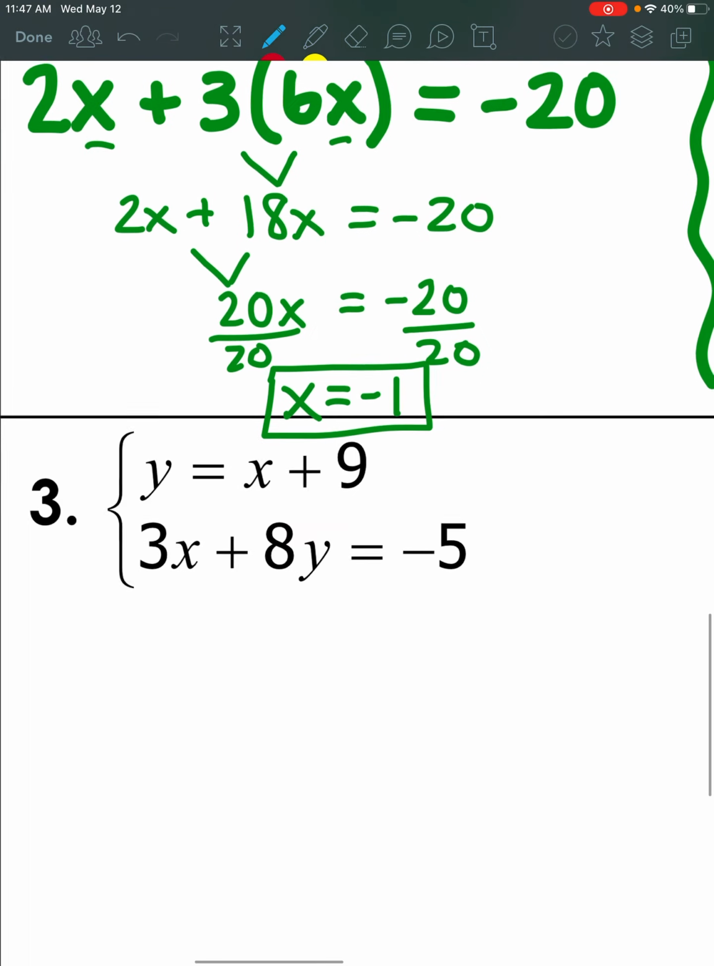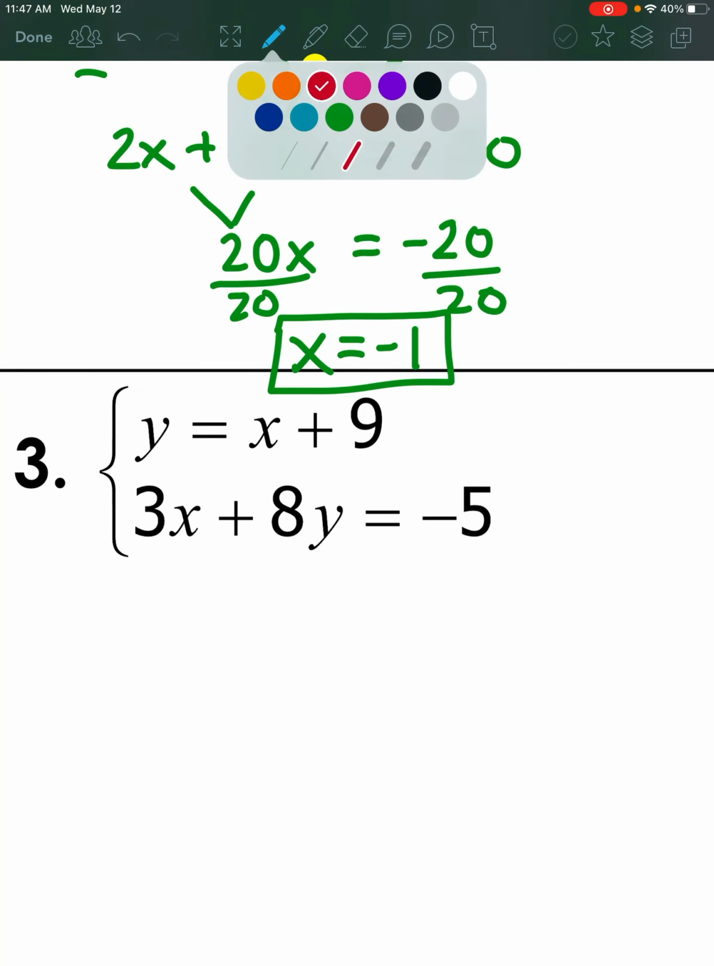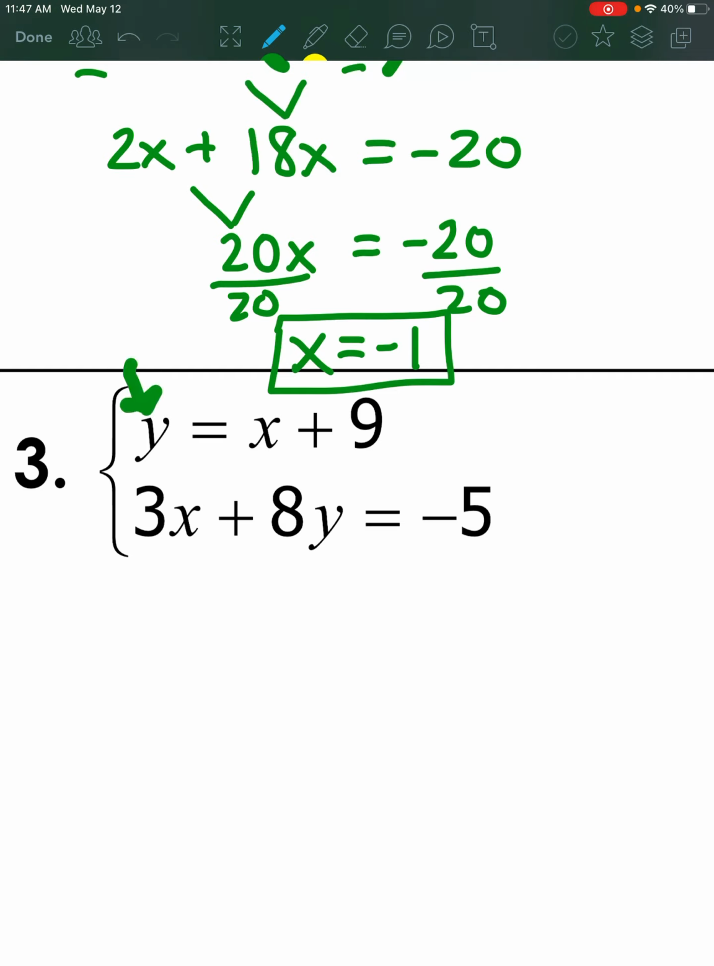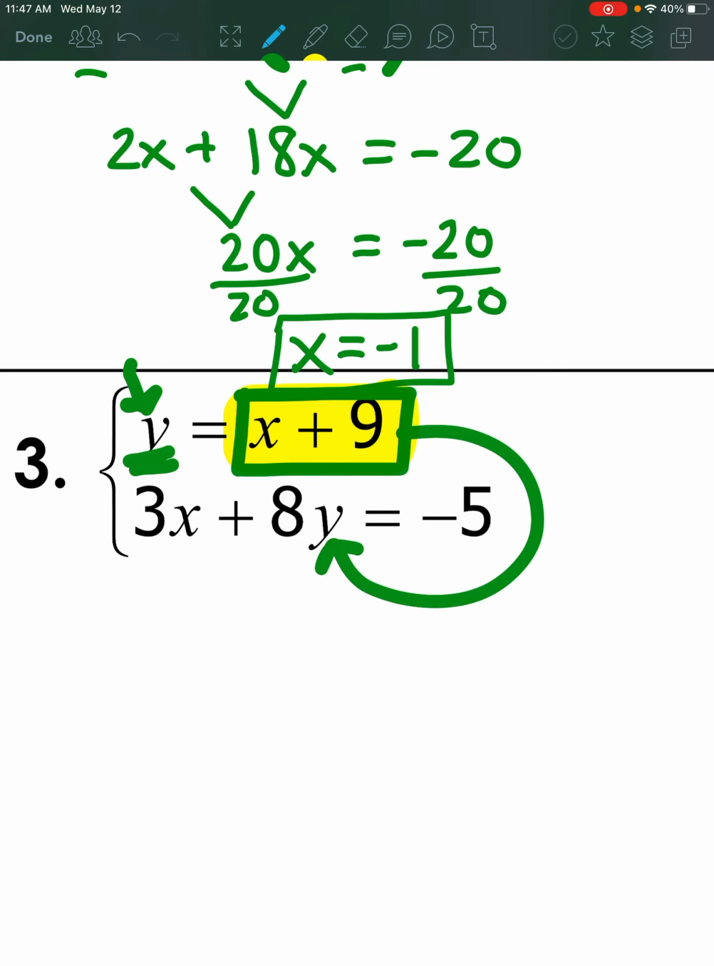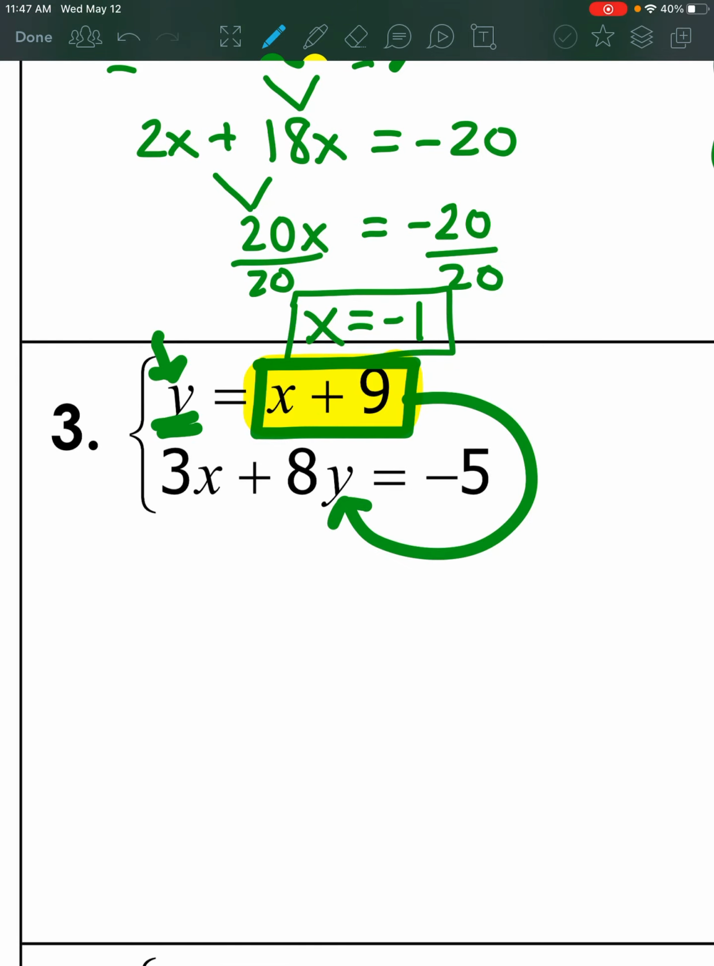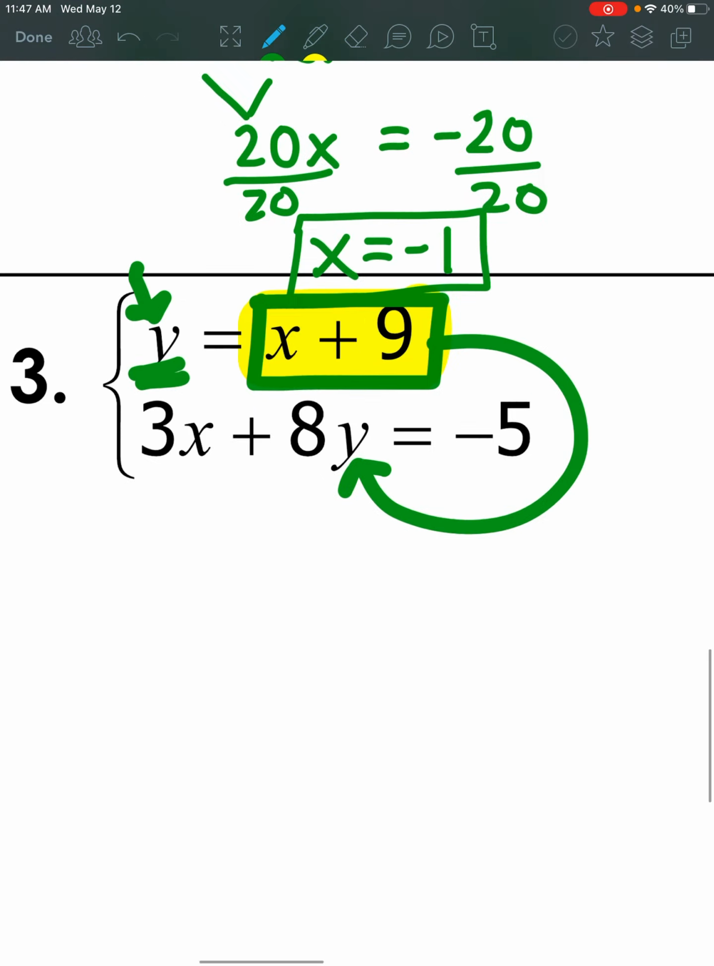Now I'm going to pause here. I'd like you to try this next one on your own. We do have the variable y already solved for. So you want to take x plus 9, and you want to substitute that in place of the variable y in the second equation. And then you're going to solve for x, substitute x in, solve for y, and write your solution as an ordered pair.